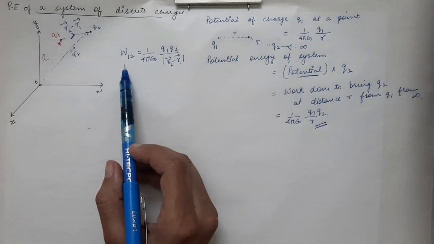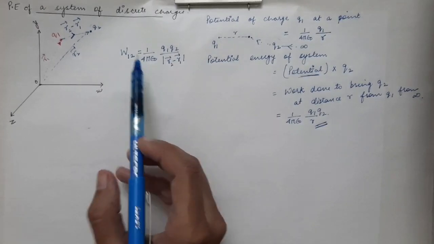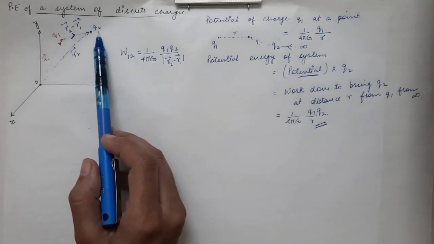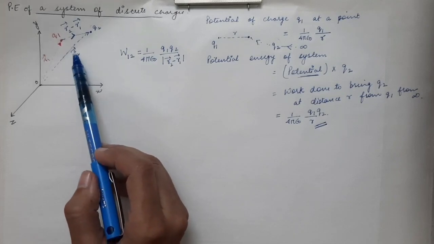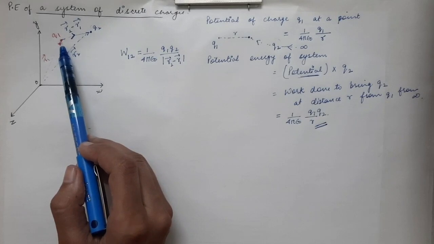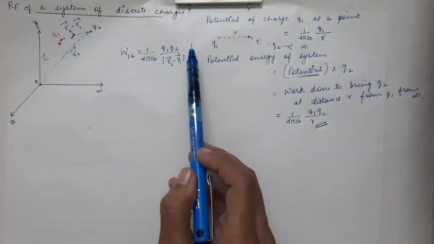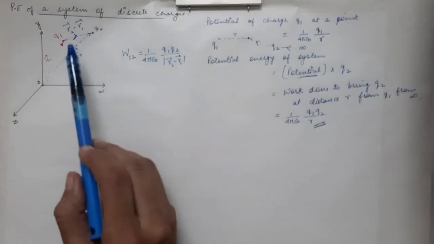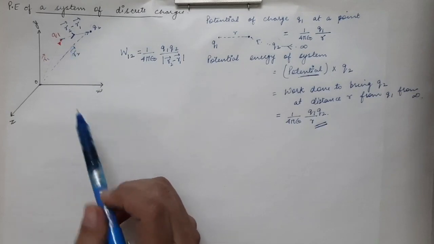So this is the amount of work done in putting the charge q2 at position vector r2 vector, where q1 is already present at a position vector of r1 vector. So this is the work done for this kind of system.